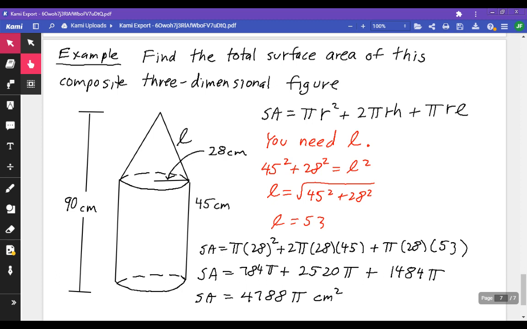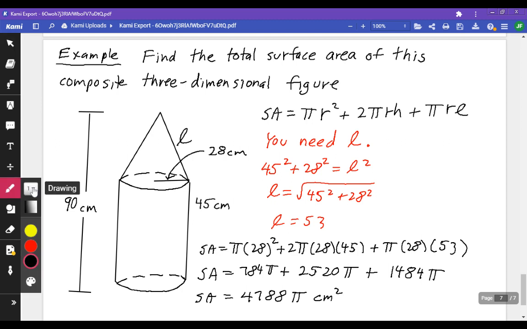So we look at the formula that we are going to have to work with here. So we're going to need pi r squared for the base of the cylinder. So we got the radius, we got 28, that's good. 2 pi rh, if you recall, that's going to be that lateral area of a cylinder. So we got the radius is 28 and the height is 45. But then we need the surface area of that cone part, which is pi rl, which is what we just calculated. So we have all our numbers except for L.